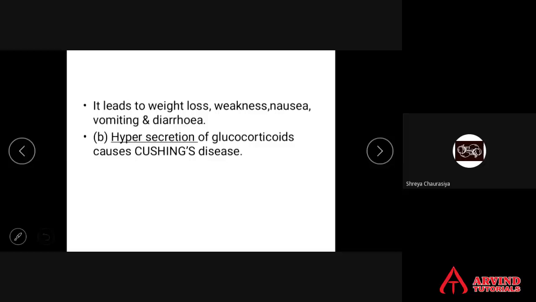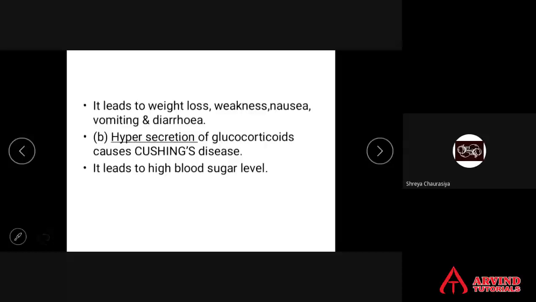Hypersecretion of glucocorticoids causes Cushing's disease. Suppose more amount of glucocorticoids. Here remember that it is especially on glucocorticoids. More amount of glucocorticoid causes Cushing's disease. Hyposecretion was Addison's disease and hypersecretion is Cushing's disease. Cushing's. These are all names of the scientists or doctors who enlisted the symptoms for the first time.